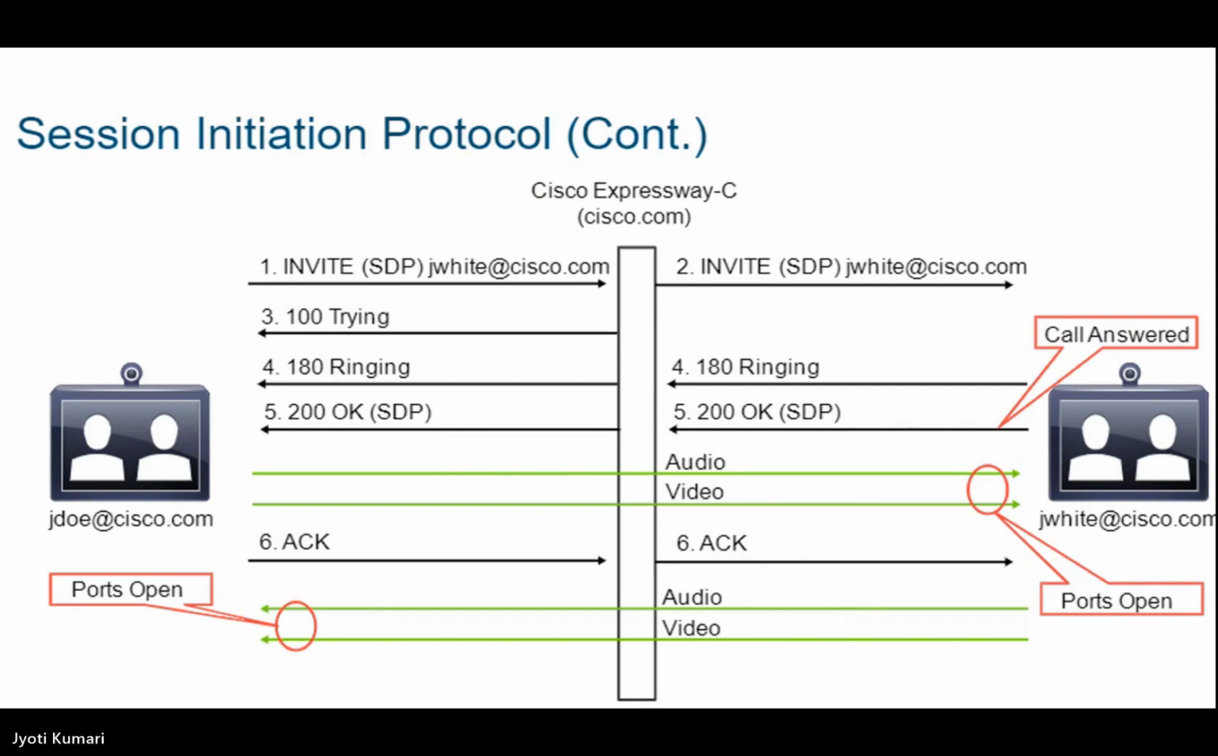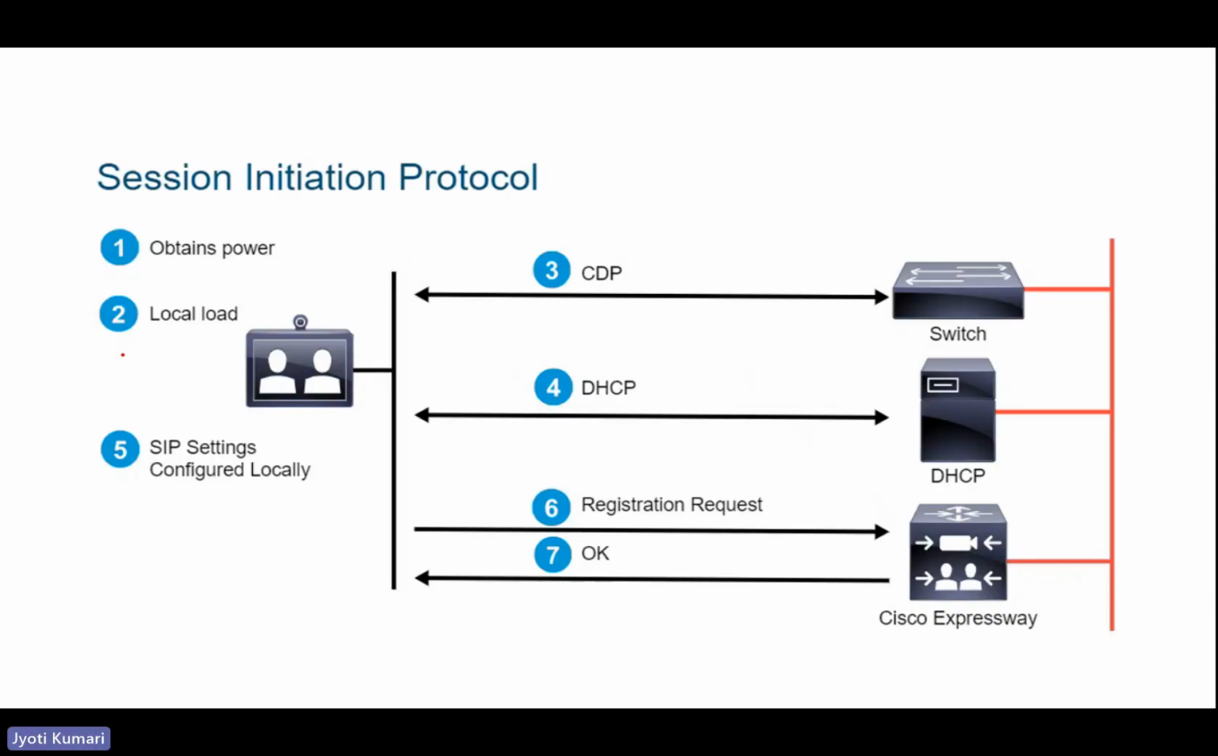Okay. So for SIP endpoints to register, this is what the registration process is. We discussed the registration process of IP phones. The same is the case for SIP endpoints, telepresence endpoints, and Expressway communication for the SIP registration here. First it obtains an IP, then it loads the local firmware, then it gets the voice VLAN information through CDP. Then it gets an IP address through DHCP, and the SIP settings are configured locally on the endpoint.